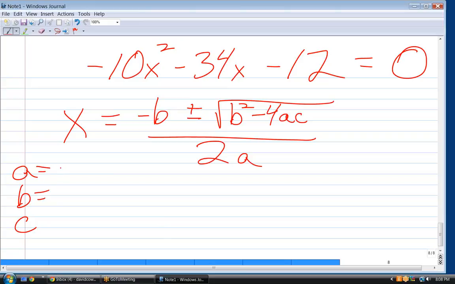So it's going to be negative 10x squared, just negative 10. These letters don't include the variable. They just include the coefficient. Okay, so then negative 34 and negative 12. Now we can plug these numbers into this thing. Okay. Let's do it. What's negative b?